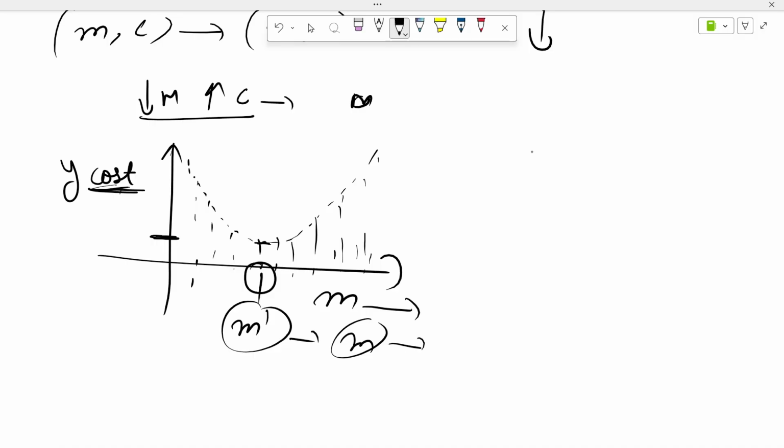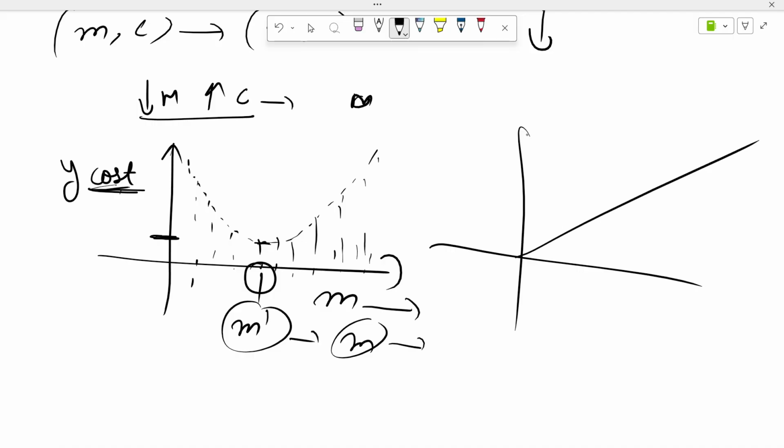This is for one parameter. Let's say now there are two parameters. This is y, and this is m and this is c. Now you need to take such a combination that, let's say, in this 2D graph.